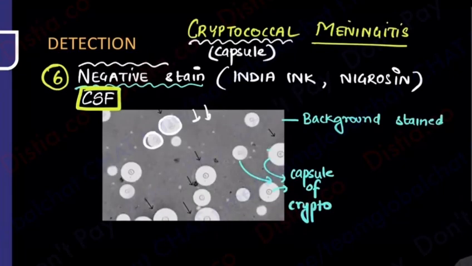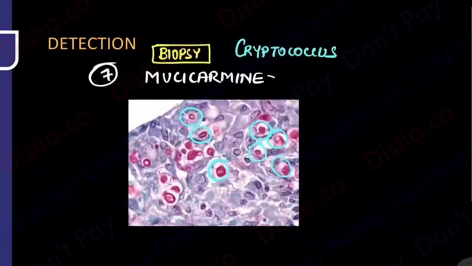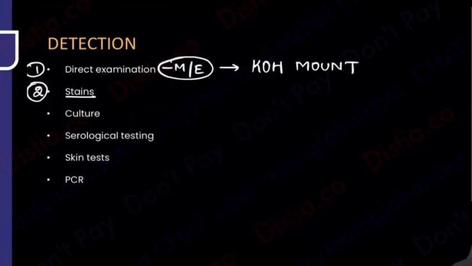If they have given you a CSF sample, then you go in for India ink or nigrosin. But if they've given you a biopsy sample, then you go ahead with Mycology. Having said that, these were all the different stains that you had. So coming back, first you did direct examination with KOH, then you went ahead with stains.